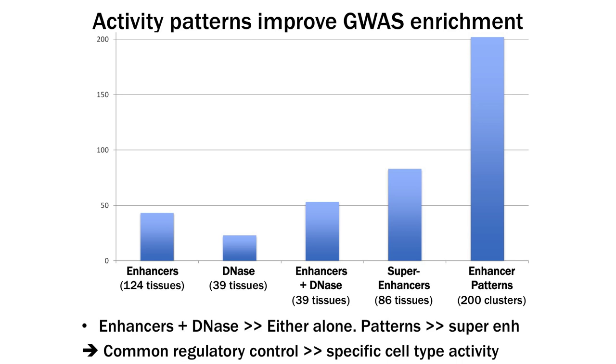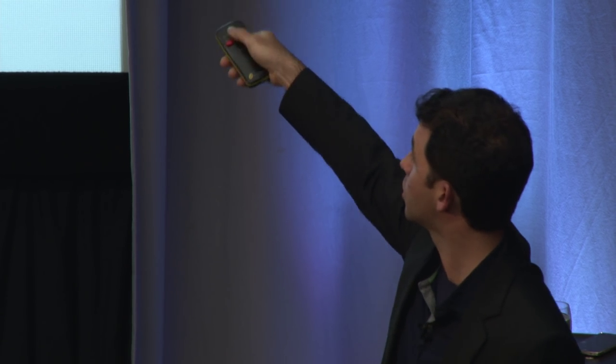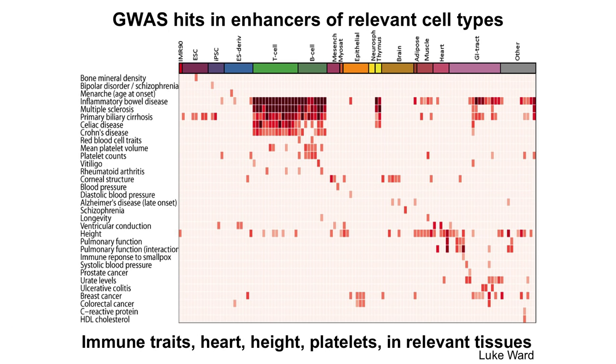If you look at super enhancers, these large clusters of enhancer regions that Rick Young has defined, you see a much larger number of enrichments. But now if you actually look at the enhancer patterns, you see a dramatically higher enrichment. Why is that? Because if you look at this picture, there's a lot of blocks of many cell types that are active in similar ways that are showing an enrichment.